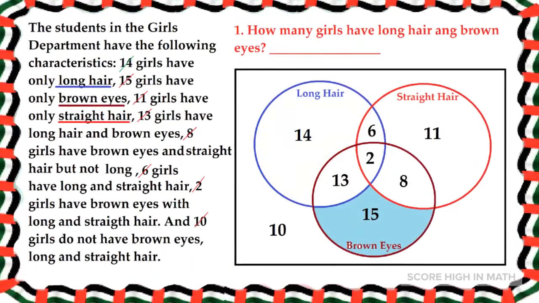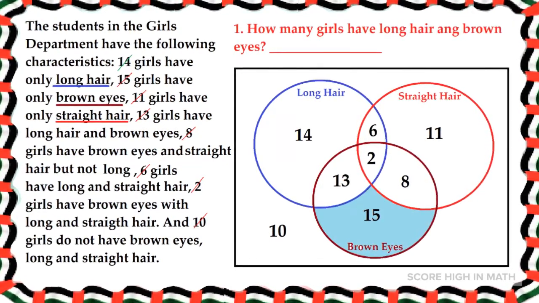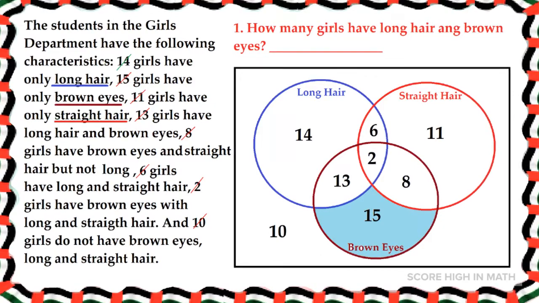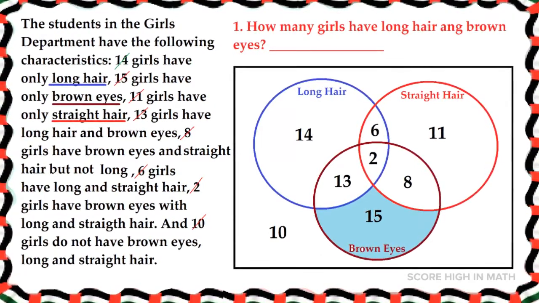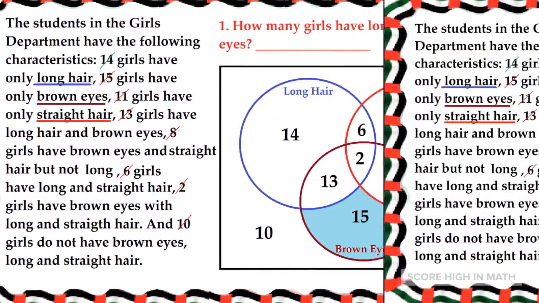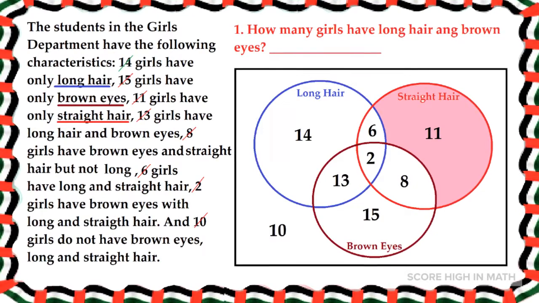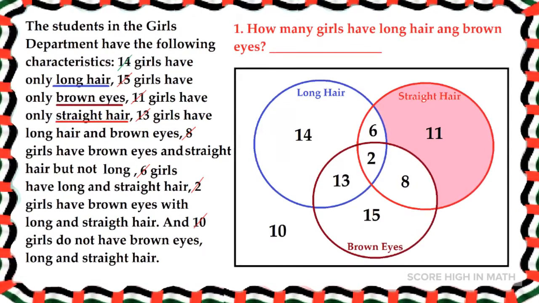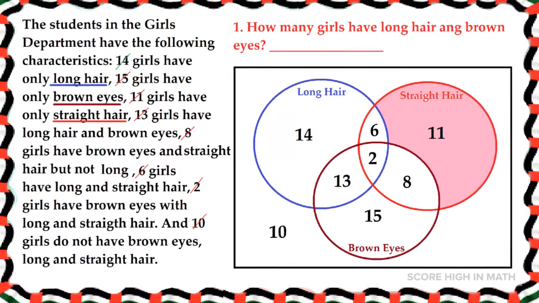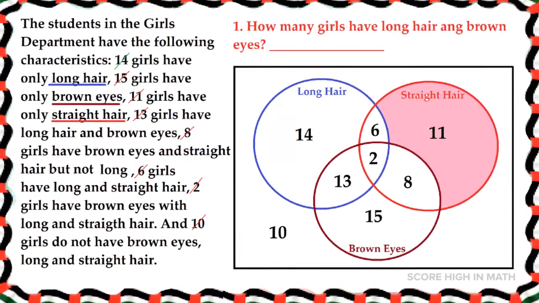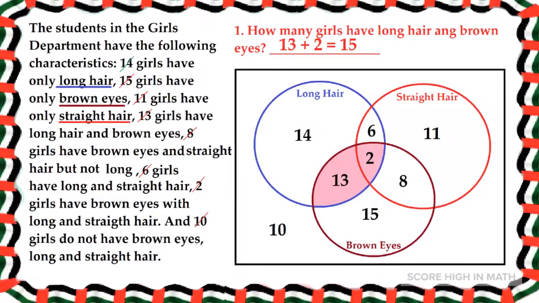15 girls have only brown eyes. Therefore, we are going to put number 15 on the shaded part without the intersection of the blue and red circle. And 11 girls have only straight hair. So, 11 will be placed on the shaded part without the intersection of the long hair and brown eyes. Only straight hair.